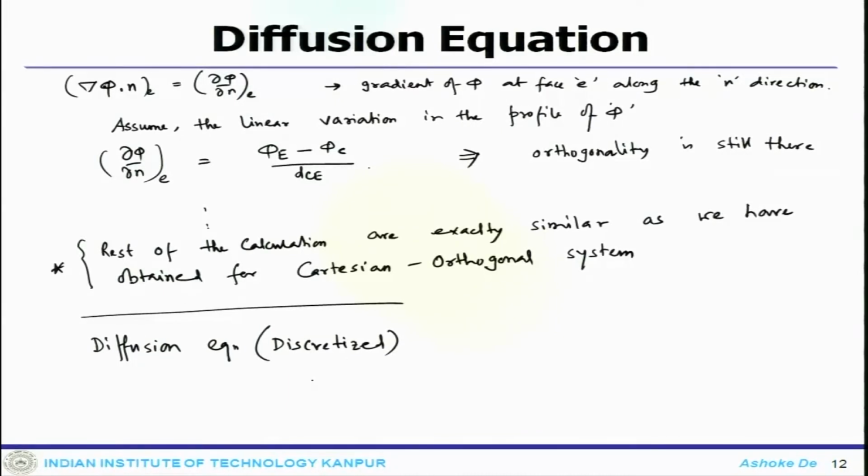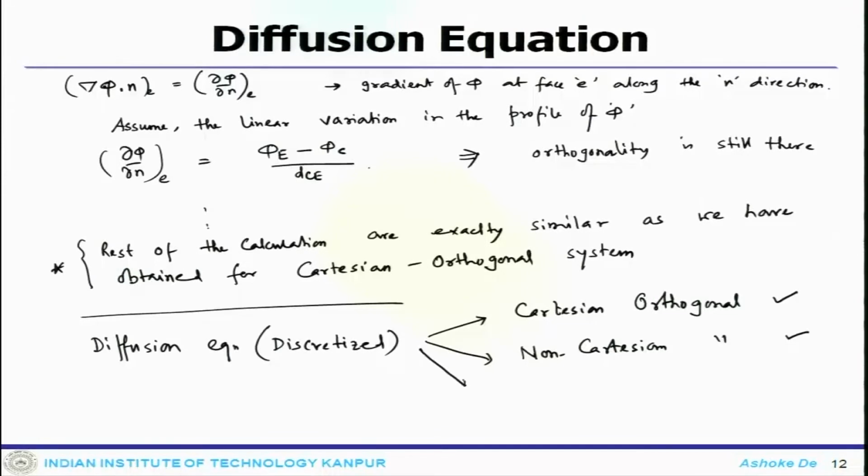While doing that, we got it for the Cartesian orthogonal system. So, you have got it in details. Then we got it for non-Cartesian orthogonal. Then we can go to the non-orthogonal unstructured system.